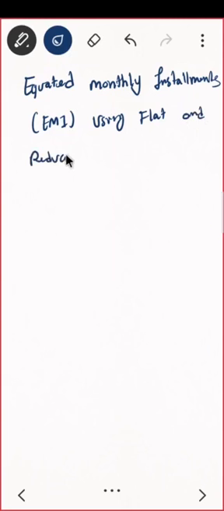Correct. Equated monthly installment. That is EMI. Using flat and reducing interest system. Reducing interest system. What do you mean by flat and reducing?